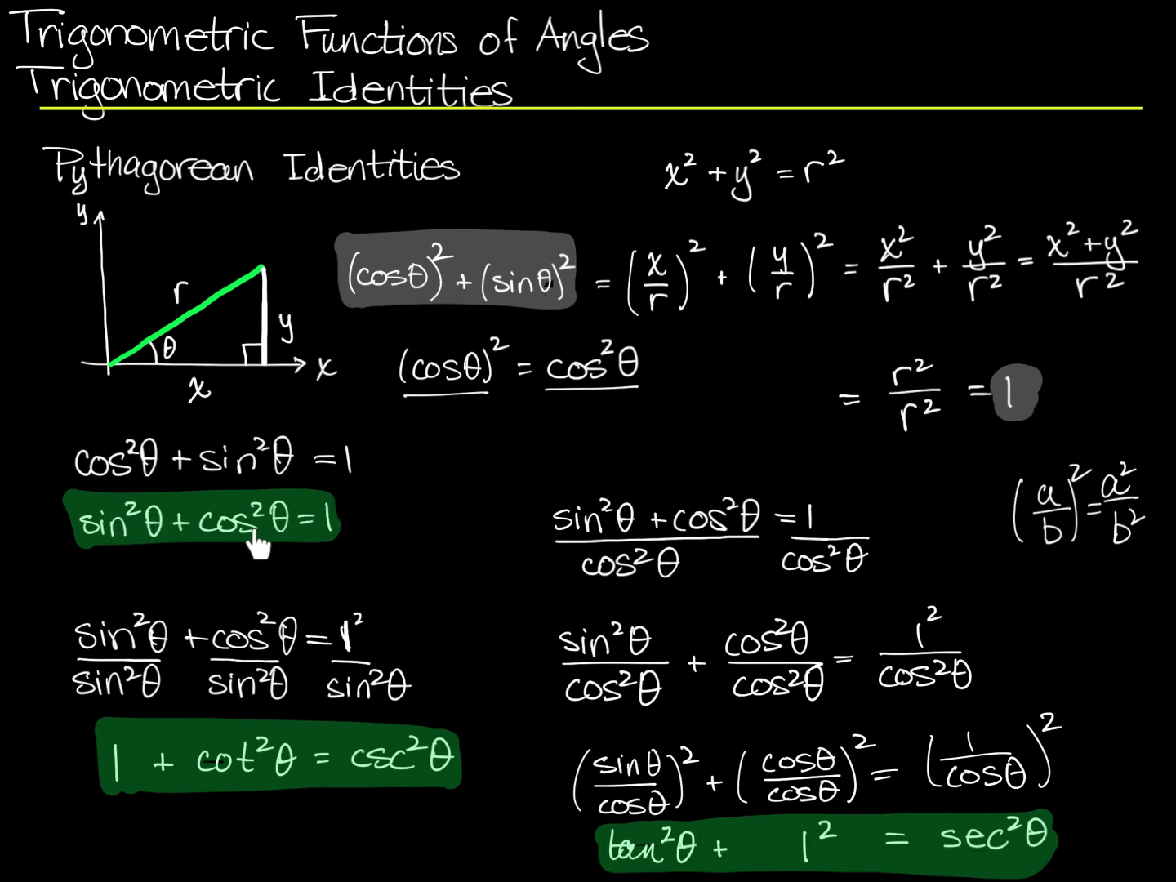So again, if I had this one, I could get these other 2 by dividing this one through by sine squared or cosine squared, depending on which one I want.